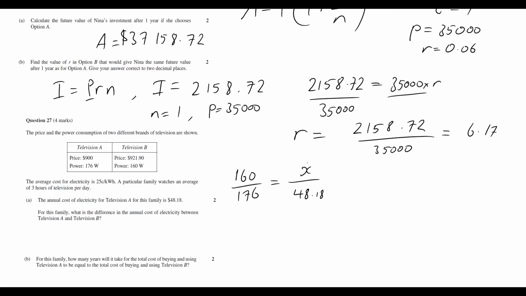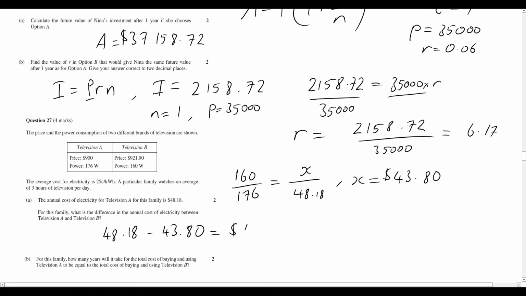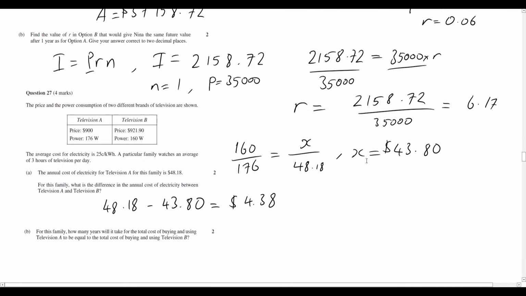$48.18. So now to figure out how much TV B would cost per year, all we need to do is times both sides by $48.18. And then we find that X is equal to $43.80. Okay, so now it does ask us what the difference between them is going to be. So our answer here is $48.18 subtract $43.80, and that leaves us with a total difference of $4.38. And that's question A sorted.